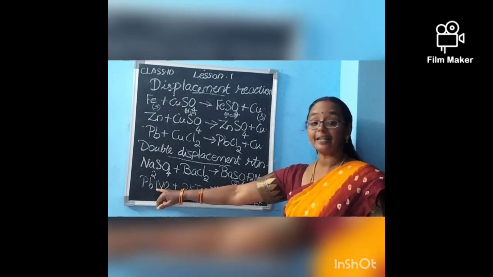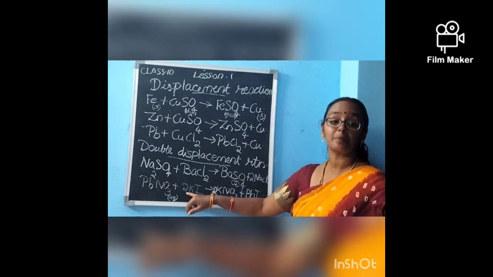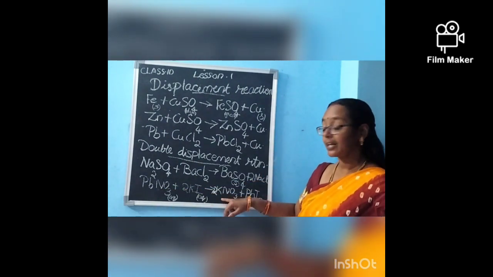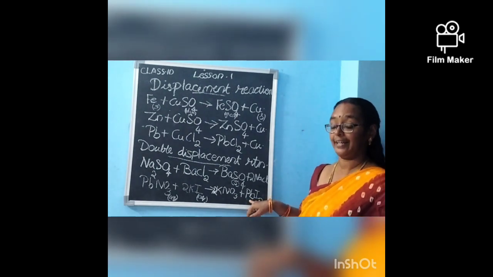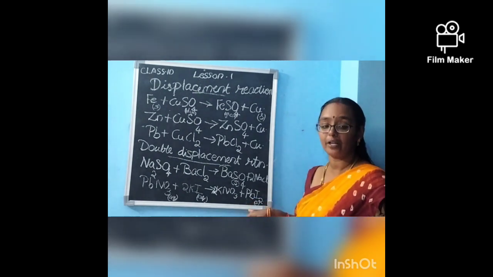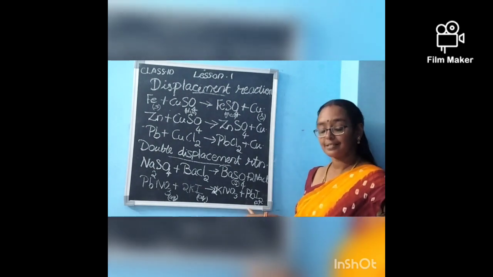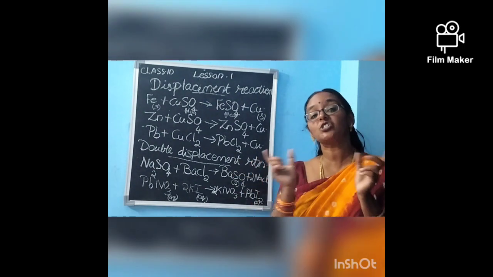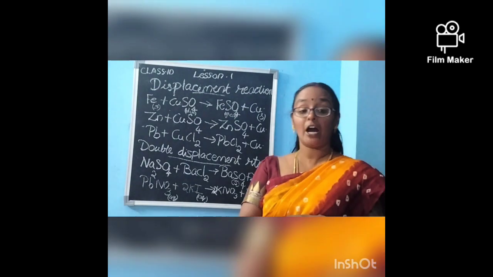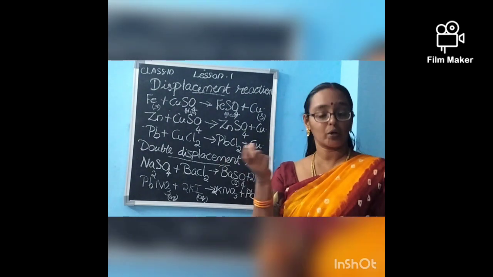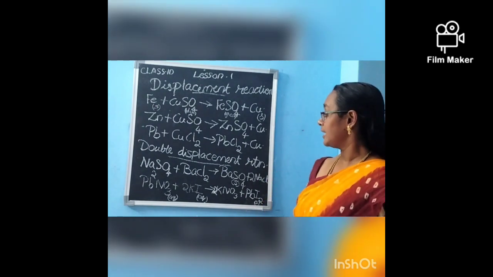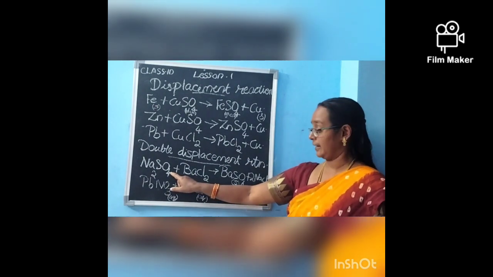Second one, lead nitrate when reacted with potassium iodide, we are getting potassium nitrate along with lead iodide. Here lead iodide is a precipitate. It is a solid which accumulates at the bottom. This is a kind of reaction in which exchange of ions is happening. Ions: what are ions? If electrons are lost or gained, they are called ions. Here exchange of ions is happening.